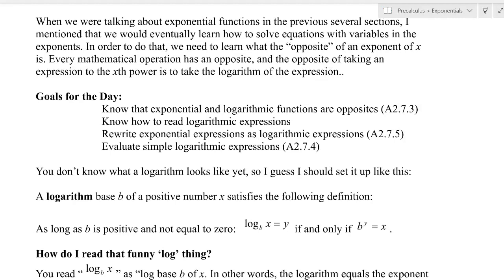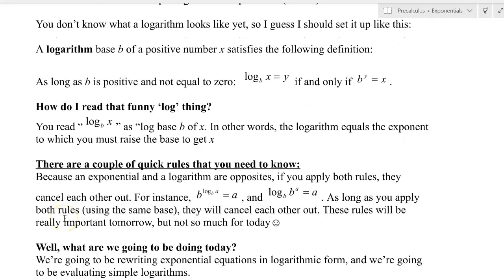So multiplication and division, addition, subtraction, in this case, exponentials and logarithms. Every mathematical operation has an opposite, and the opposite of taking the expression to the x power is taking the logarithm of the expression. Alright, we might not know what a logarithm looks like just yet, so let's set it up kind of like this.